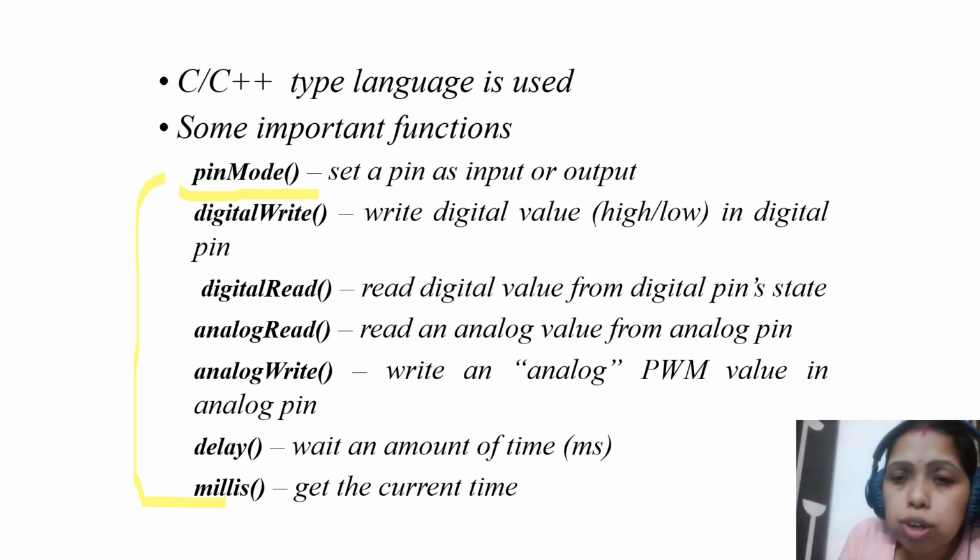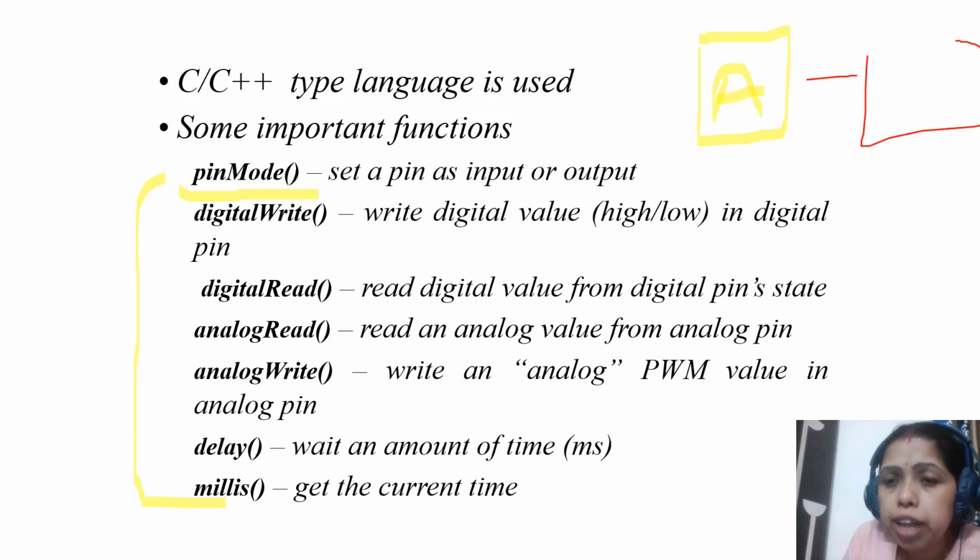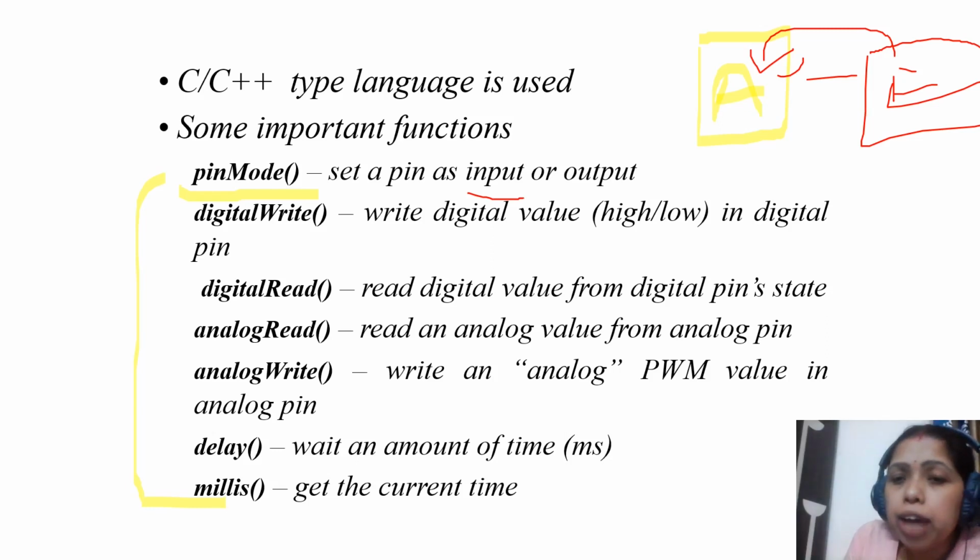Okay, suppose this is the Arduino, and this is the external device. If you want to get data from the external device to the Arduino, the pin will act as an input pin. And if you want to send the data from the Arduino to the external device, the pin will act as an output.